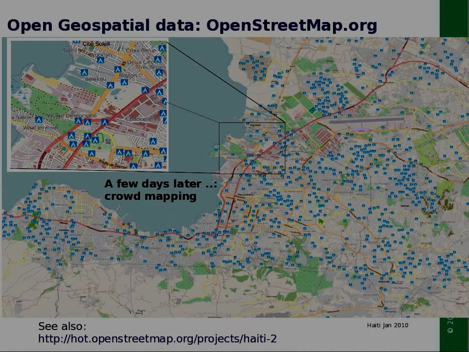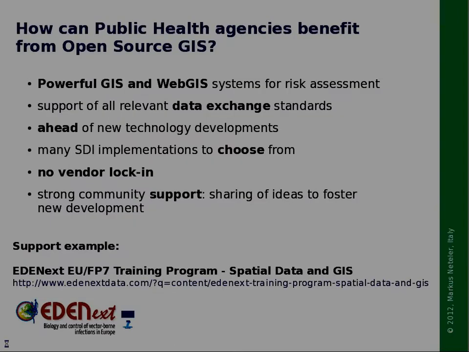This is an impressive work and gives an idea about the potential of crowd mapping and crowdsourcing, which means that many people contribute, even with small contributions, to a common goal. It is similar to open source development, but here in terms of creating new geospatial data. This happens all over the world, and everything is going into the central OpenStreetMap database, which can then be used for different purposes. So the question is, how can public health agencies benefit from open source GIS?